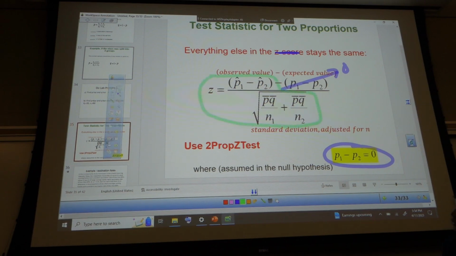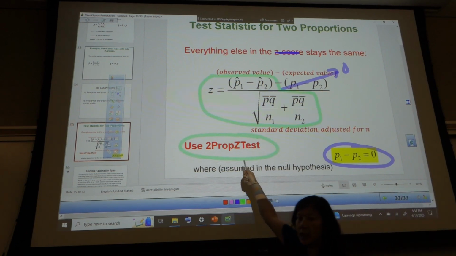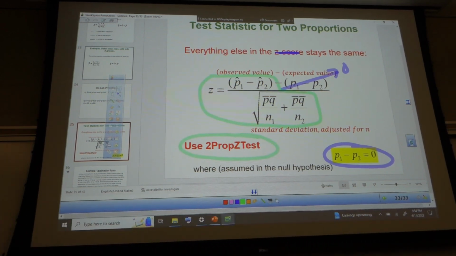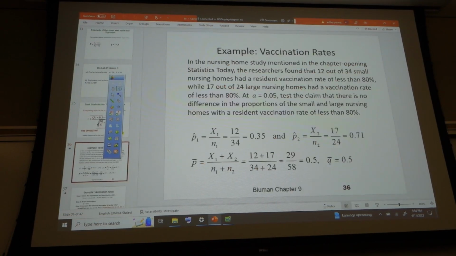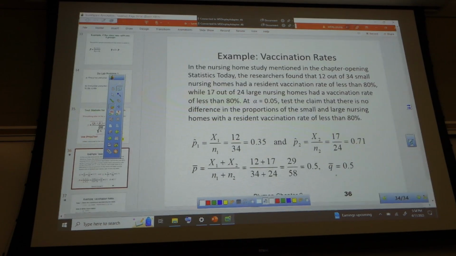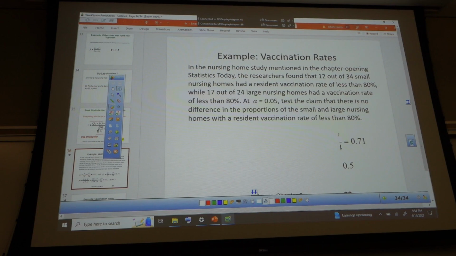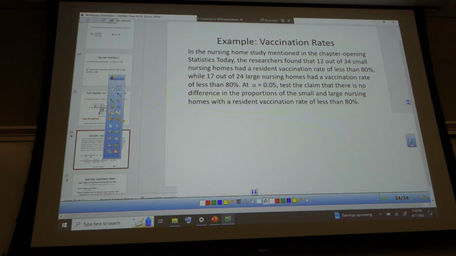However, you don't need to do any of those at all because you can just use the 2 prop Z test. And we're going to see just how easy that is in just a second. So let's pop to the next page and do an example. Vaccination rates. I'm going to drop out all of this and take a look at it.